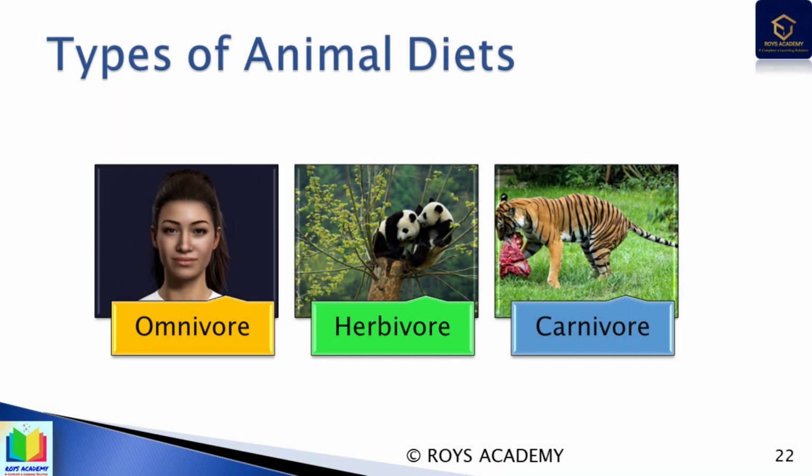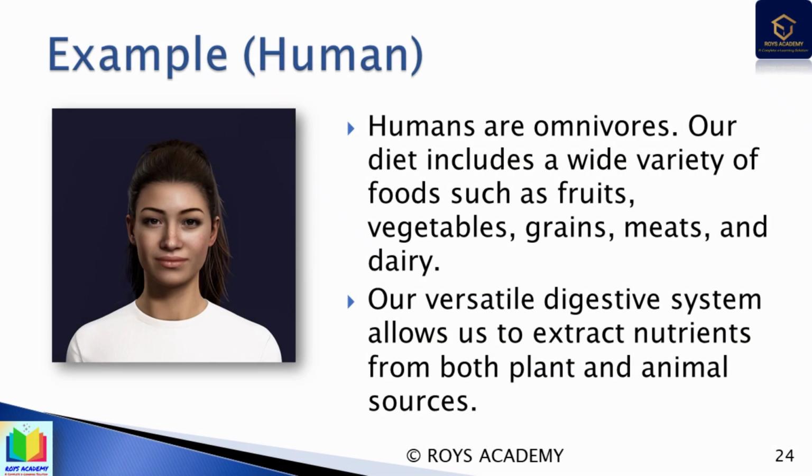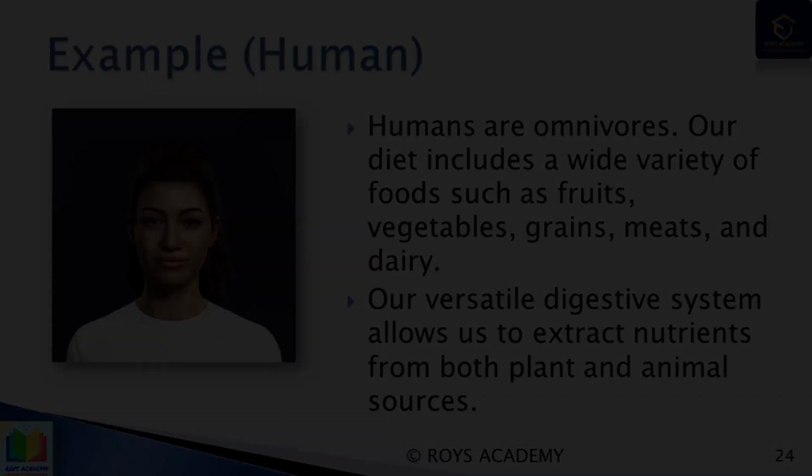Types of animal diets. Animal diets can be categorized into the following: omnivore, herbivore, carnivore. 1. Omnivore. Definition: omnivores are animals that consume both plant and animal matter. Example: humans are omnivores. Our diet includes a wide variety of foods such as fruits, vegetables, grains, meats, and dairy. Our versatile digestive system allows us to extract nutrients from both plant and animal sources.